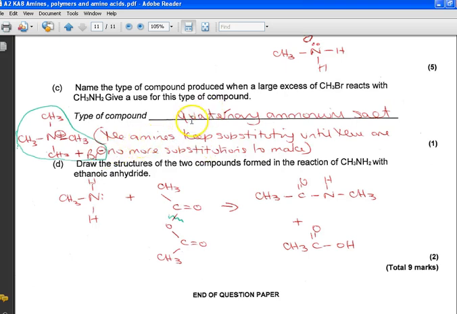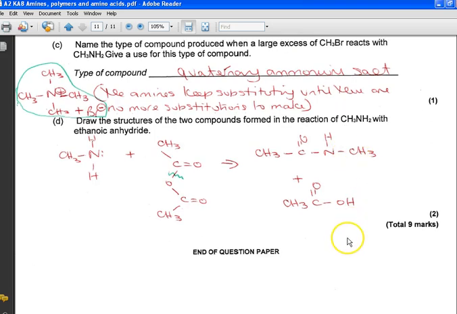Now it's best to just bear in mind this is exactly the same as free radical substitution when we looked at alkanes all those months ago. It keeps substituting unless they change the conditions in the reaction mixture. It will keep substituting.